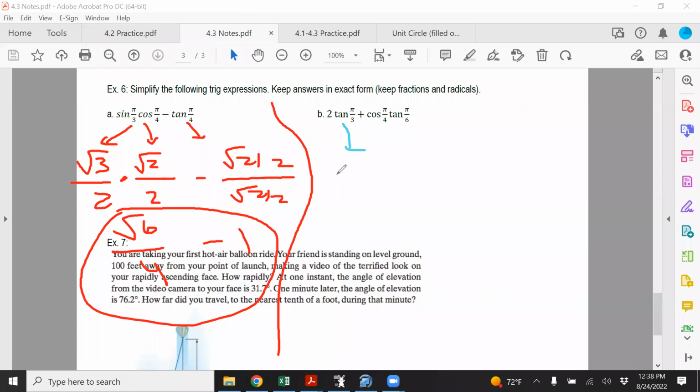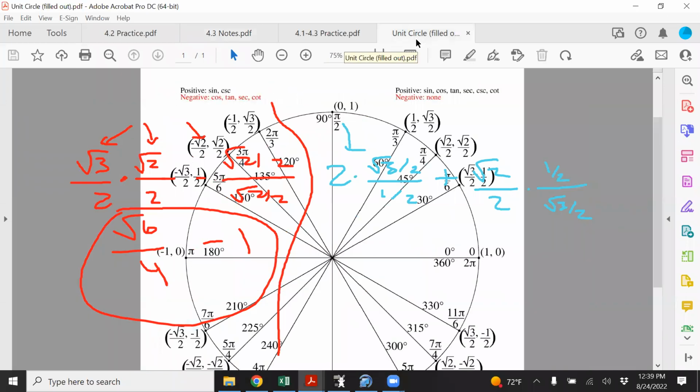All right. 2 times root 3 over 2 over 1/2 plus cosine pi over 4 is going to be root 2 over 2. We just did that in the previous problem. And then in this case, you're going to do 1/2. If I look at pi over 6, that's right here. We want y over x. Right? Tangent is y over x. We talked about this, right? Tangent y over x. 1/2 of the root 3 over 2. Let me clean it up.